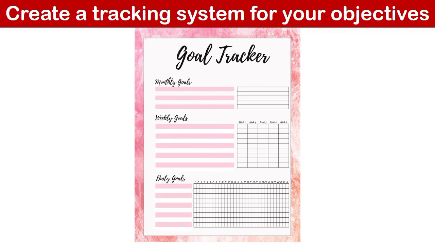Seventh is, create a tracking system for your objectives. Once you have determined what you are teaching, you can now begin to create your classroom tracking system, a chart listing your objectives and your students' names that will allow you to record and measure the progress of your class and students on the knowledge and skills you are teaching.